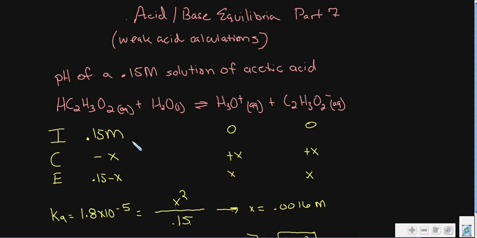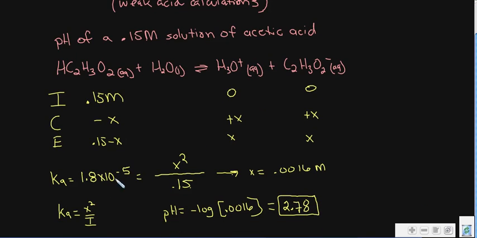When we look up Appendix D, we find that the Ka for acetic acid is 1.8 times 10 to the negative fifth. And we know that the Ka equals the products divided by the reactant, not including water. So here's what we do. Ka is going to equal X times X, or X squared, divided by 0.15 minus X.